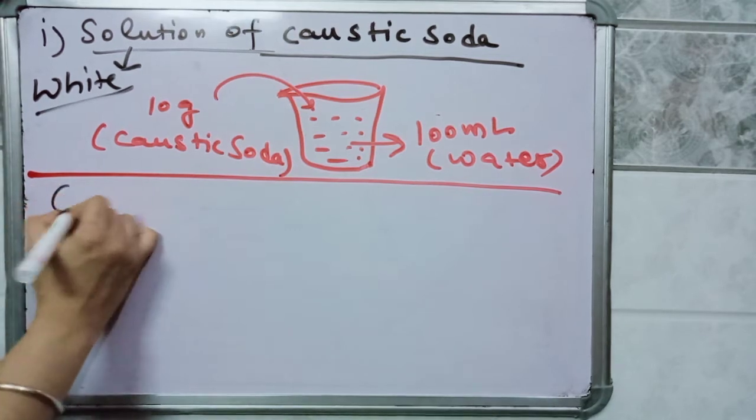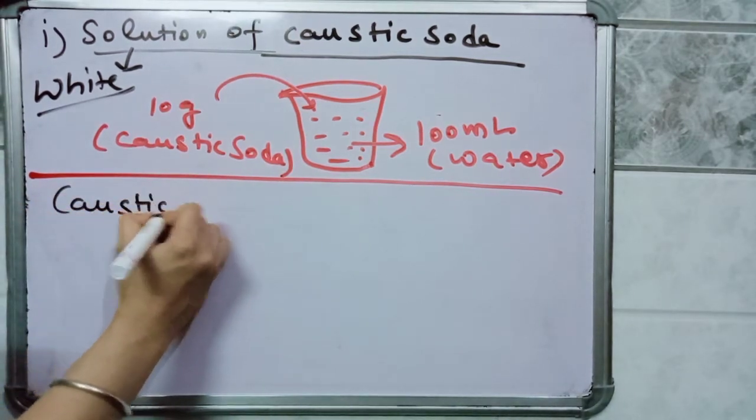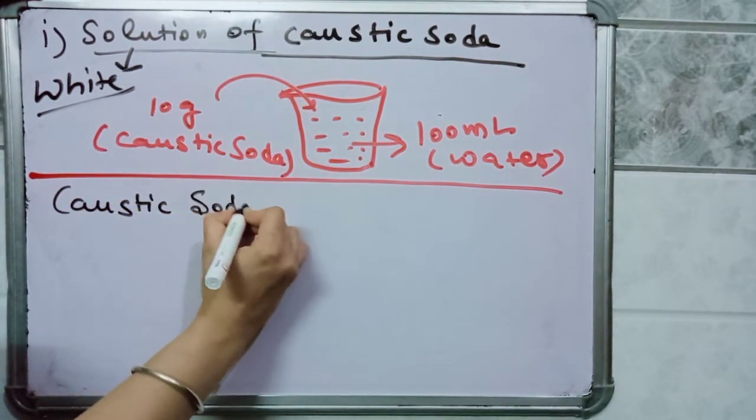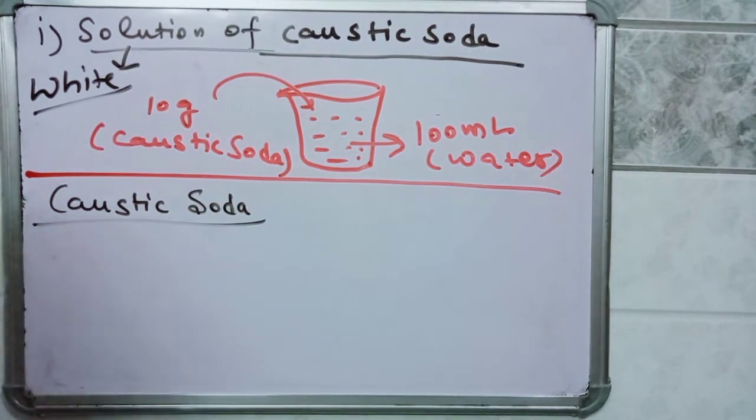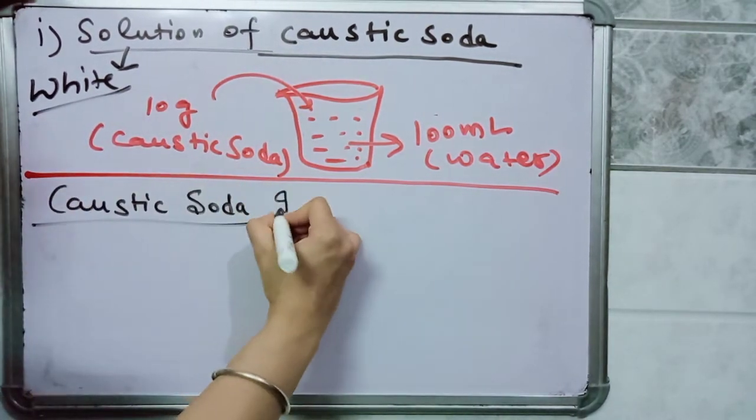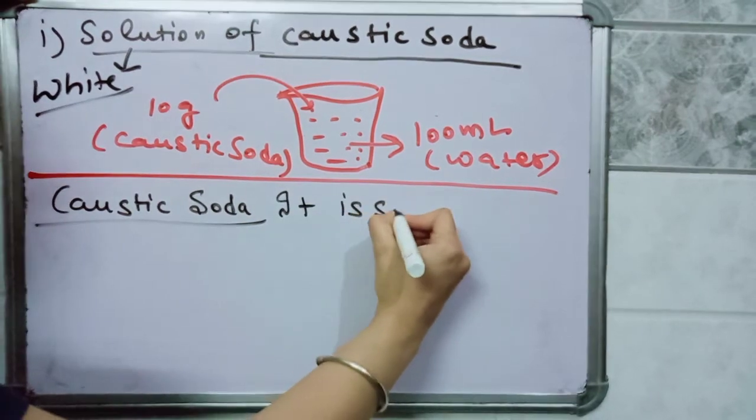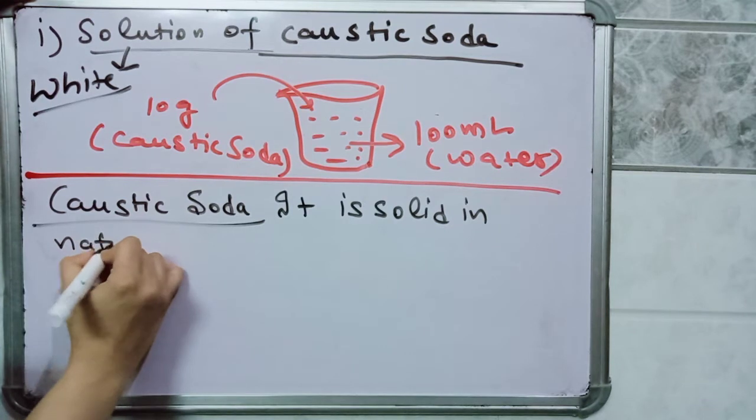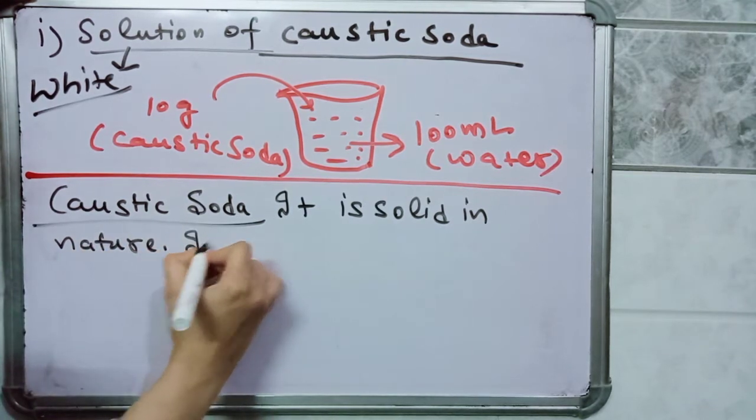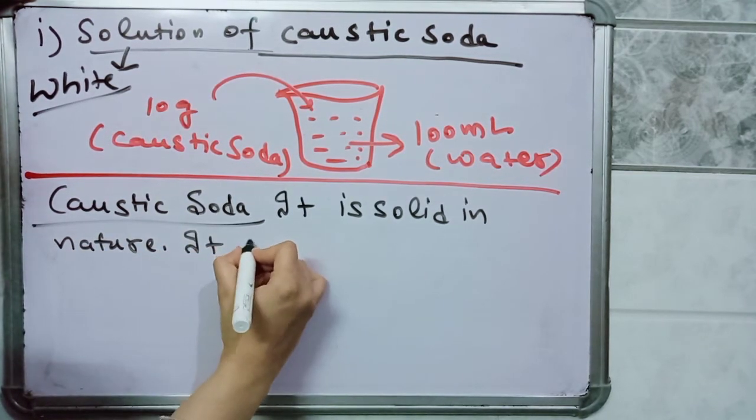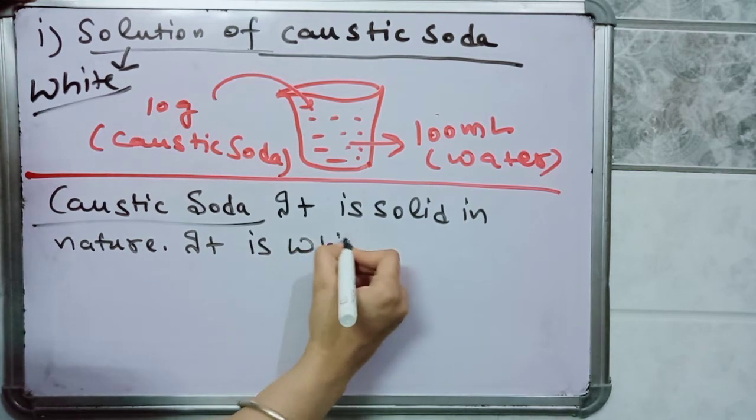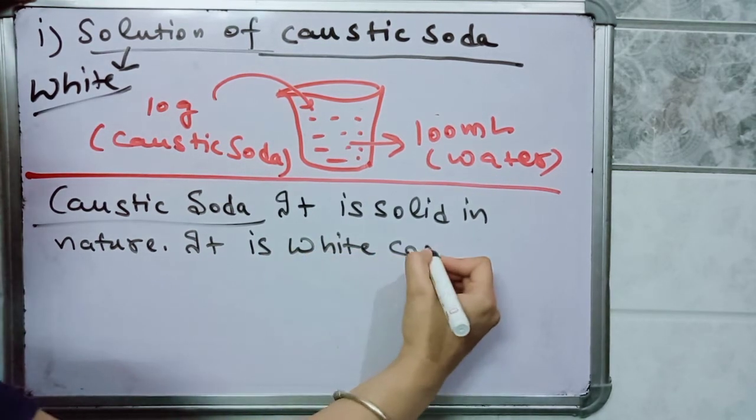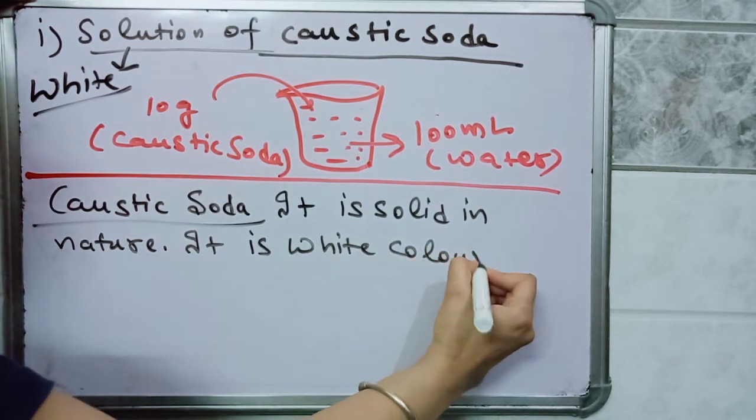So what is caustic soda? Again, this is a chemical used in various laboratories and in various industries. It is also solid in nature, and it is white in color.